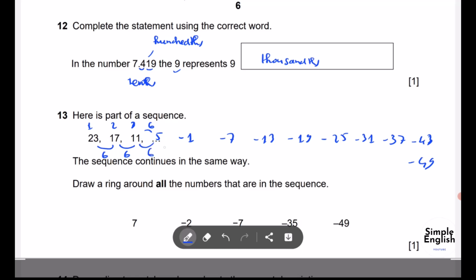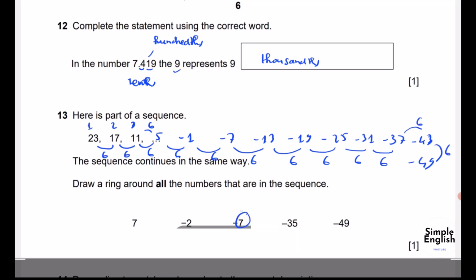This one is 6, this one is 6, this one is 6, this one is 6, this one is 6, this one is 6, this one is 6, and this one is 6 too. So this means that the answers are negative 7 and negative 49.